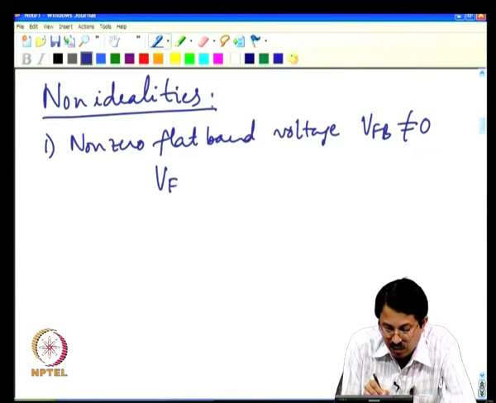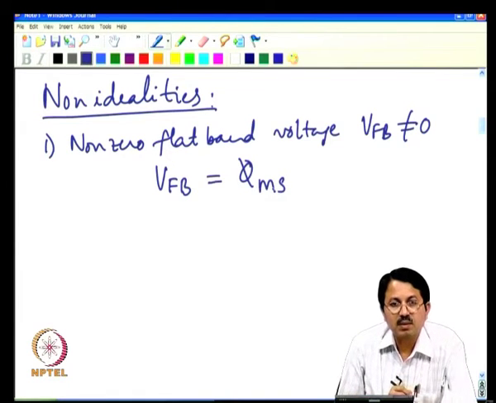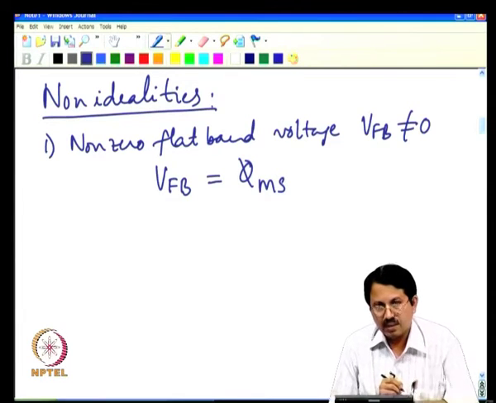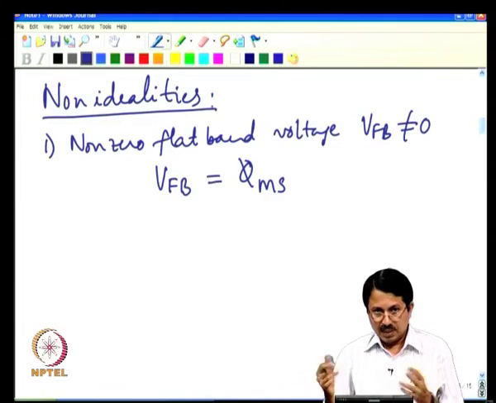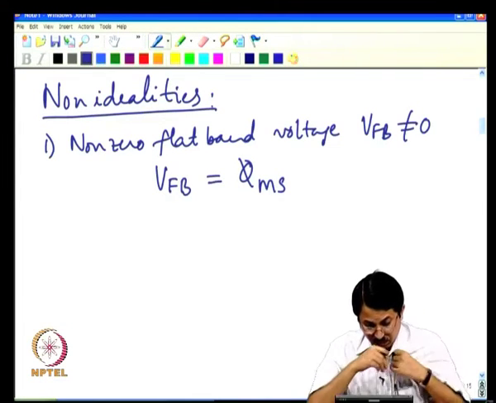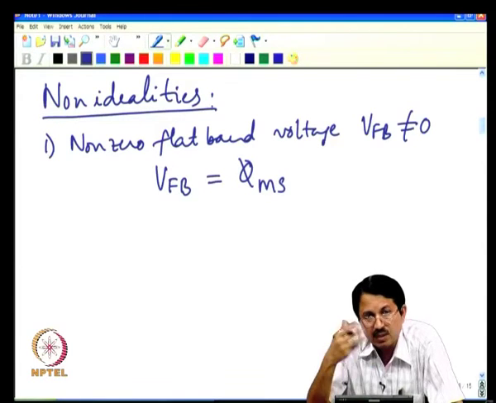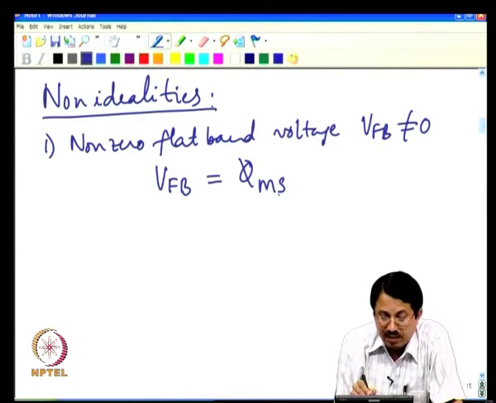Essentially, as you may recall, VFB is the work function difference between the metal and silicon. Because in the ideal capacitance, we said I have chosen a fictitious metal which has the same work function as silicon, but that will never be the case. Your capacitors made on p-type silicon are likely to be for an n-channel transistor, and they will have their work function on the gate side closer to the conduction band of the silicon. It will be like n plus on the gate, and hence there is a phi ms.